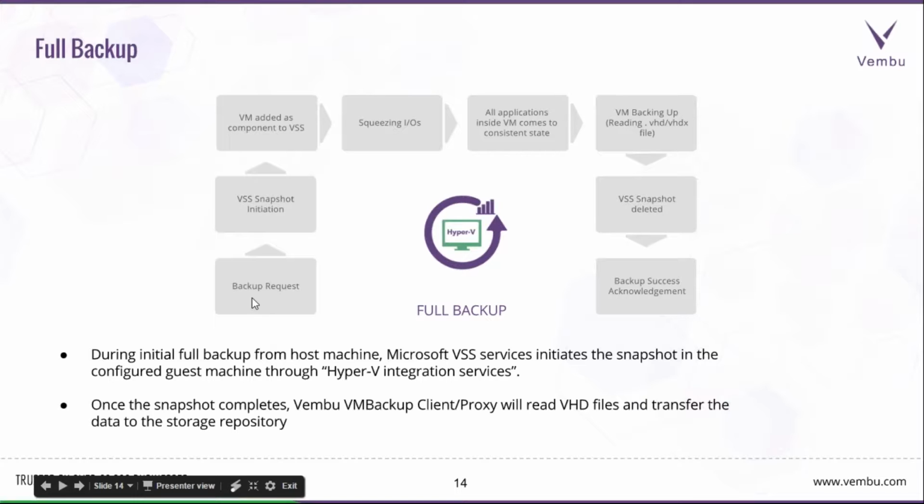Whenever a backup request comes, it initiates a VSS snapshot, and all the VMs configured for the backup will be added as components to the VSS, and it will quiesce the IO so that it ensures the consistency of the virtual machines. And once the virtual machines come to a consistent state, the VMs will be backed up by reading the .vhd or .vhdx files. Once the backup is completed, the VSS snapshot created will be deleted, and a backup success acknowledgement will be provided. So this is a simple mechanism of how Hyper-V backup happens in Vembu VMBackup.